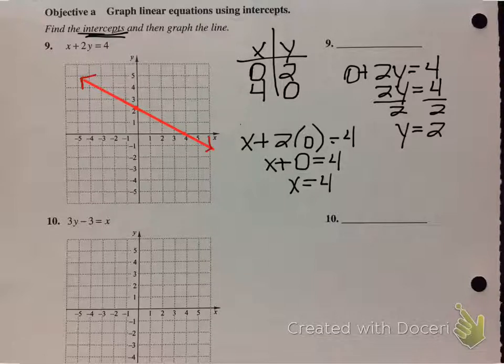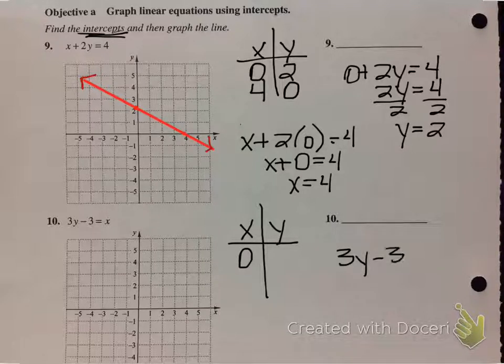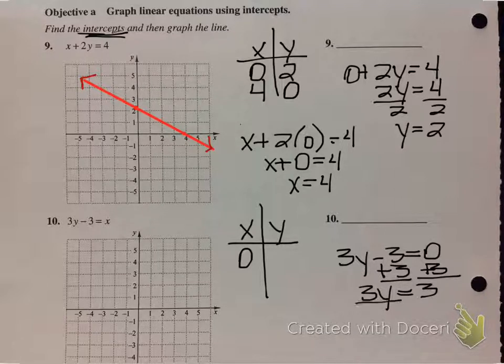So before we do that, let's do another one. Again, we're going to find our intercepts. So I'm going to plug in 0 for x. When I do that, I get 3y minus 3 equals 0. I'm going to have to add 3 to both sides. That's going to give me 3y equals 3. Divide by 3, so y is 1.